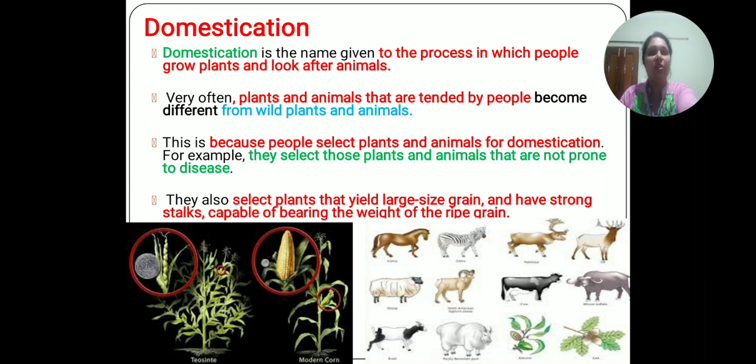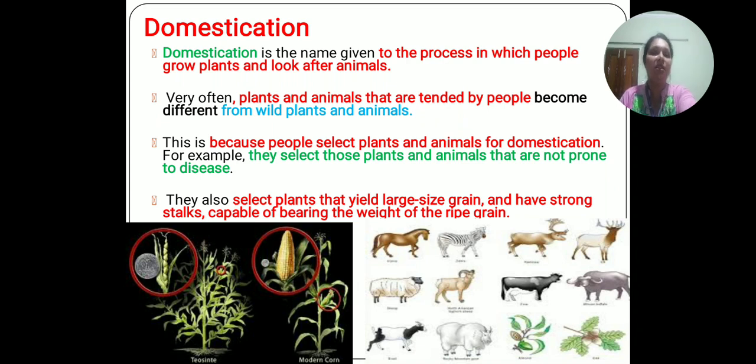On the left hand side, if you see, there is a picture of a plant, wheat, sorry, corn. This is a picture of a corn plant, and this is a wild corn plant. And on the right hand side, which is also showing corn, that is a picture of a domesticated corn plant. So now you can see the difference, how the wild corn plant looks and how the domesticated corn plant looks. There is a lot of difference between wild plants and the domesticated plant.